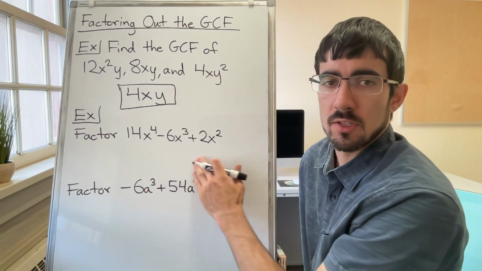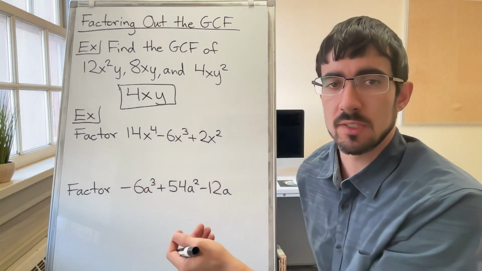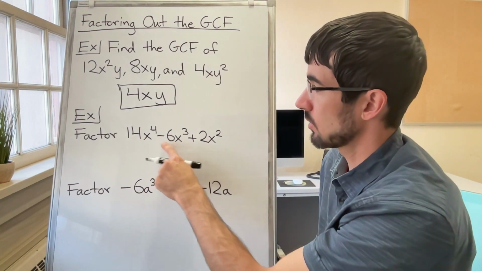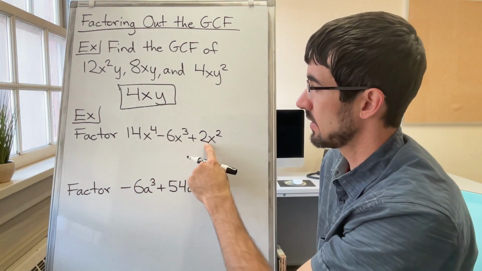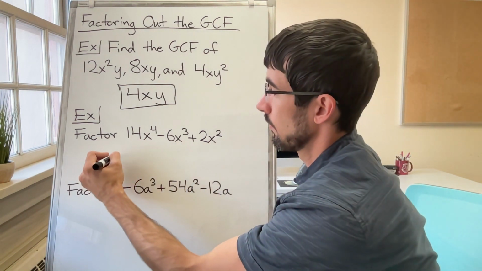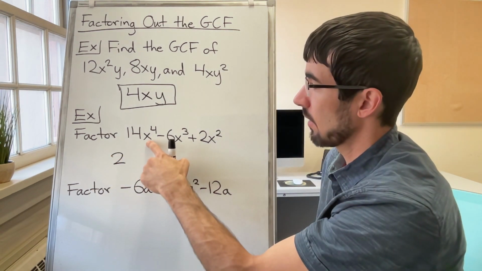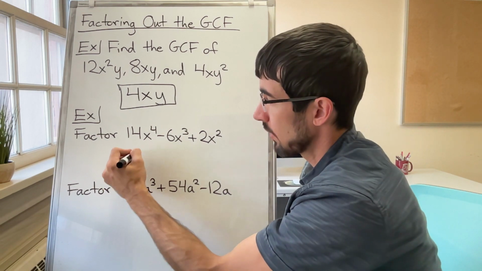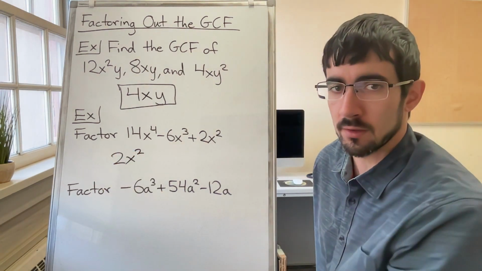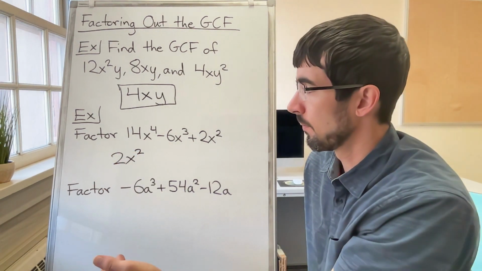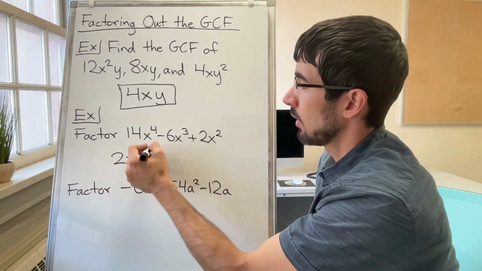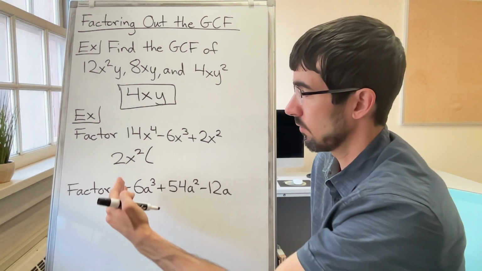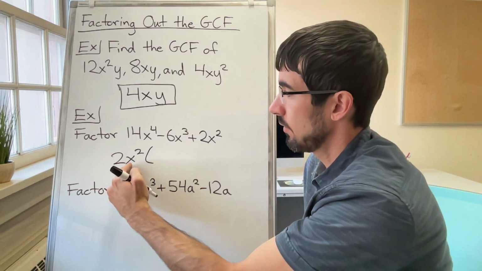So I want to factor this trinomial. Let's identify the GCF first. Let's see, the largest common factor between 14, negative 6, and 2 is 2. And then I have x to the fourth, x cubed, and x squared. So the largest common factor is x squared. That's the largest thing I can divide out. We write this in front. It doesn't disappear from our expression when we factor out a GCF. We write it in front. That's one of the factors.